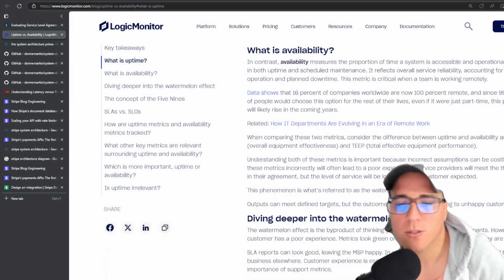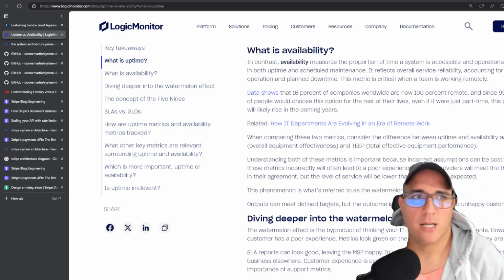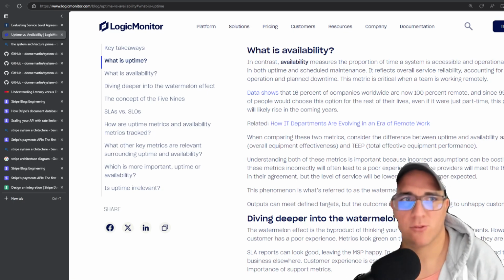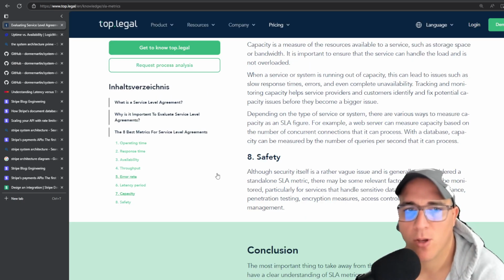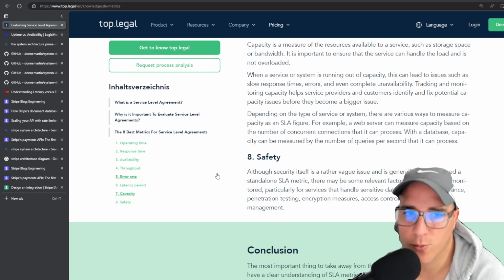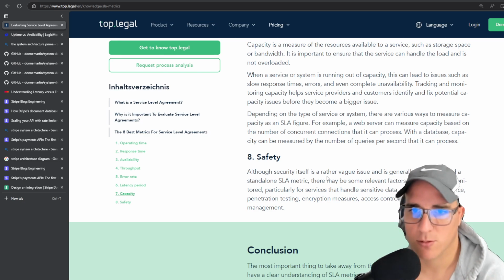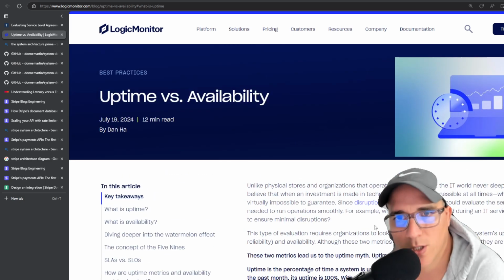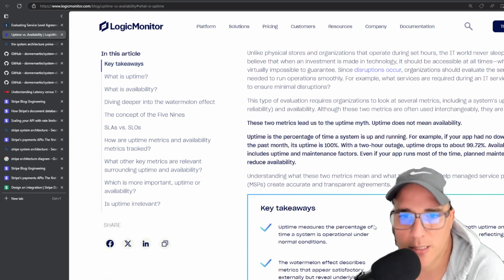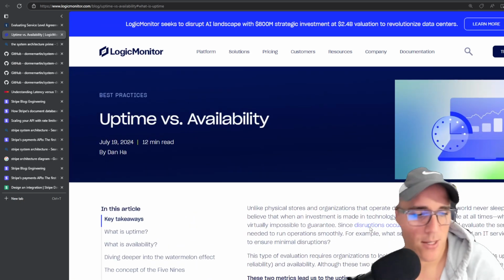So now let's jump to this specific blog post. I talked to you about service level agreements, and the metrics that are important. Let's recap those metrics. We have uptime, downtime, operating time, response time, availability, throughput, error rate, latency periods, capacity, and security things, related with safety. Now let's research deeper what availability means. We're going to use a specific case here with Stripe, as I highlighted in the beginning. Let's see if we can get this right.